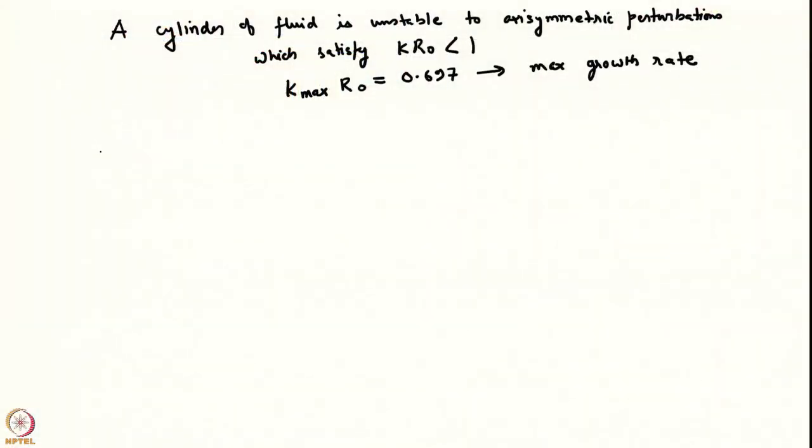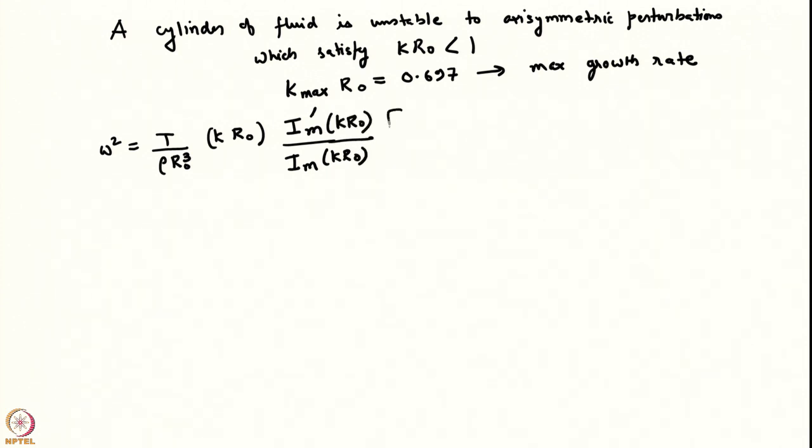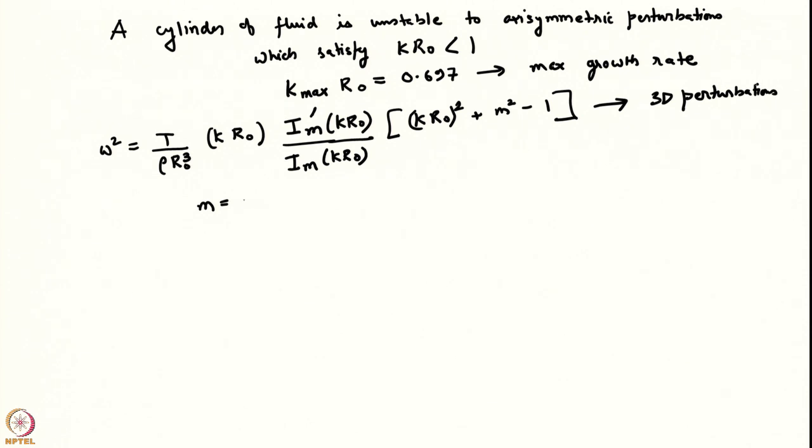If you do that, you will find that the full 3 dimensional dispersion relation for full 3 dimensional perturbations takes a similar form, except that instead of getting I0 and I1, I1 was dI0 by dx. So, here I am putting a prime in order to indicate derivative with respect to the argument. And this would become KR0 square plus m square minus 1. This is for 3D perturbations. You can see that if I substitute m equal to 0 in the above, then it just reduces to what we already know. The I0 prime would just become I1, we have seen that.